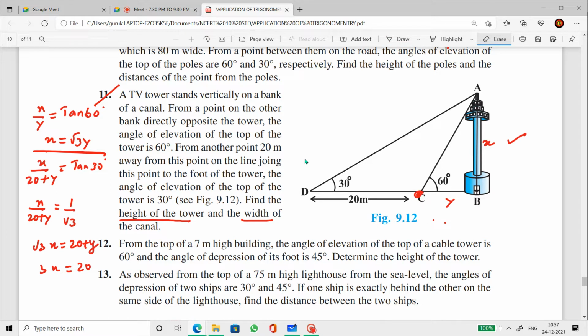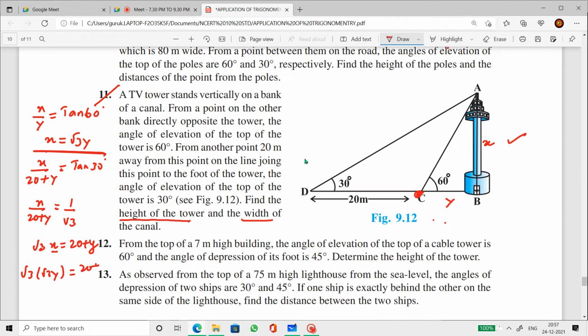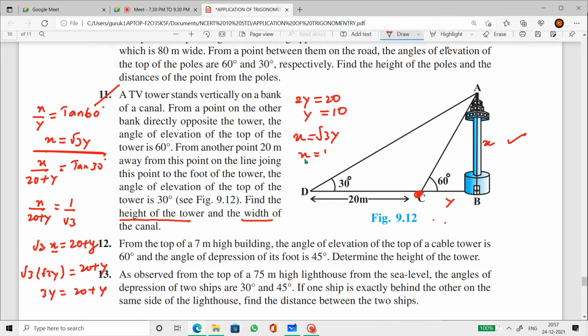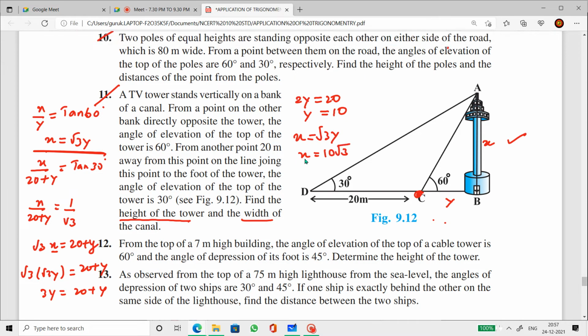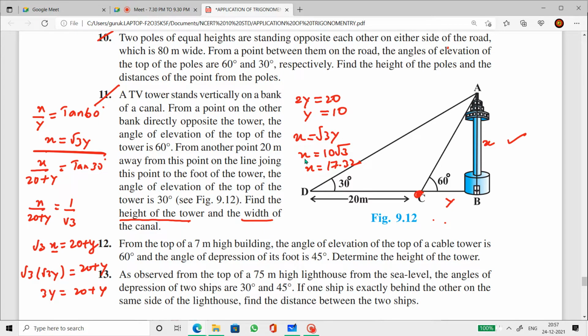So I'm substituting x in terms of y. So root 3 into root 3y equals 20 plus y. Root 3 into root 3 is 3, so 3y equals 20 plus y. So therefore we get 2y equals 20. Y equals 10. So when y is 10, x is root 3 times y. So x will be 10 root 3, or 10 into 1.732. So x would be 17.32. So the height of the tower is 10 root 3, which is 17.32. Width of the canal is 10.